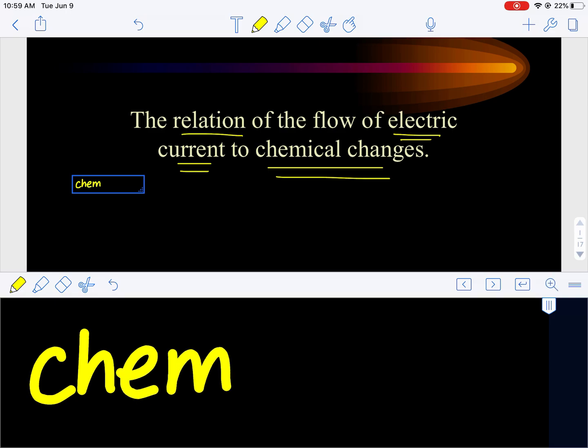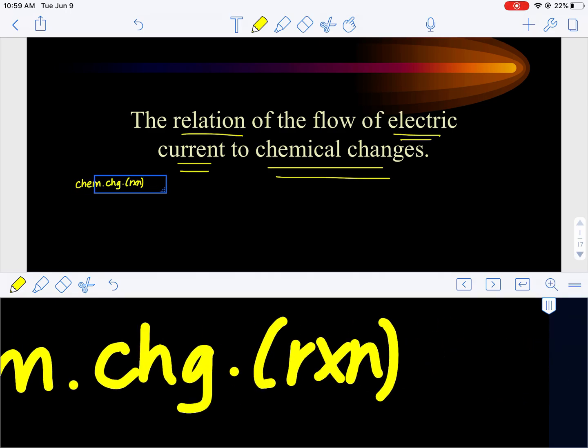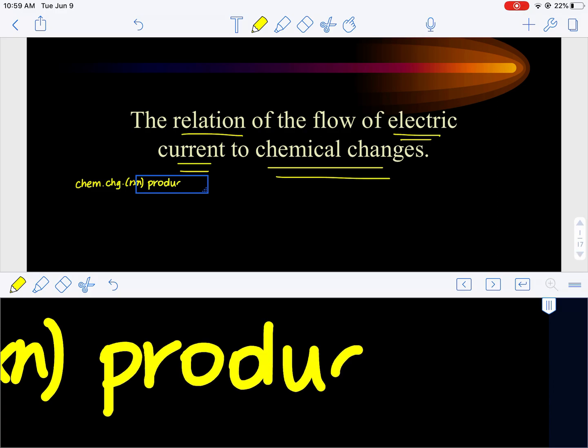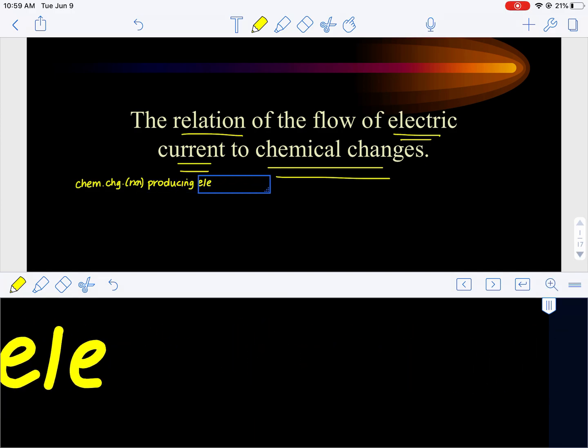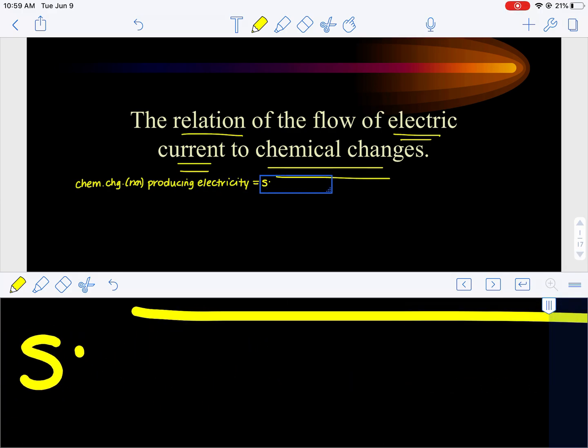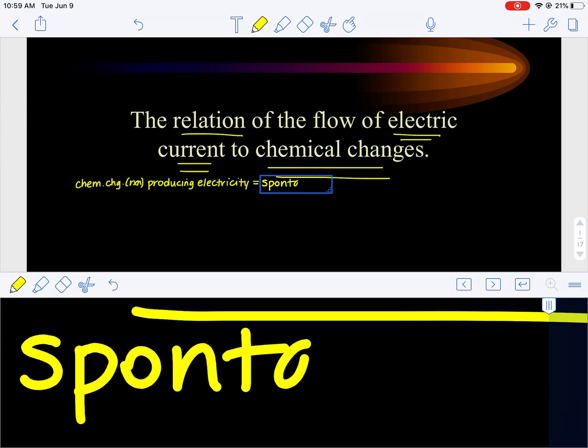If we have the chemical change, which, remember, is a reaction, producing electricity, that would be one that is spontaneous in nature.